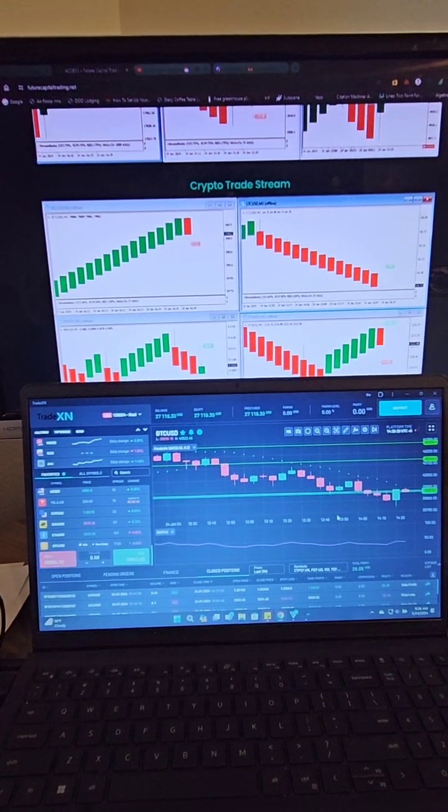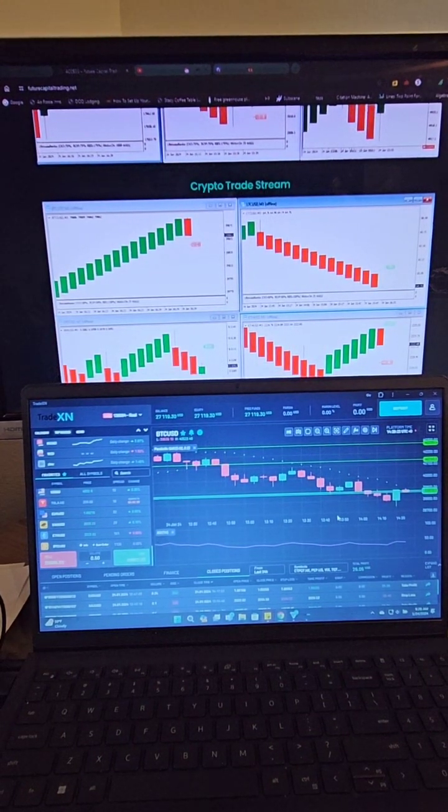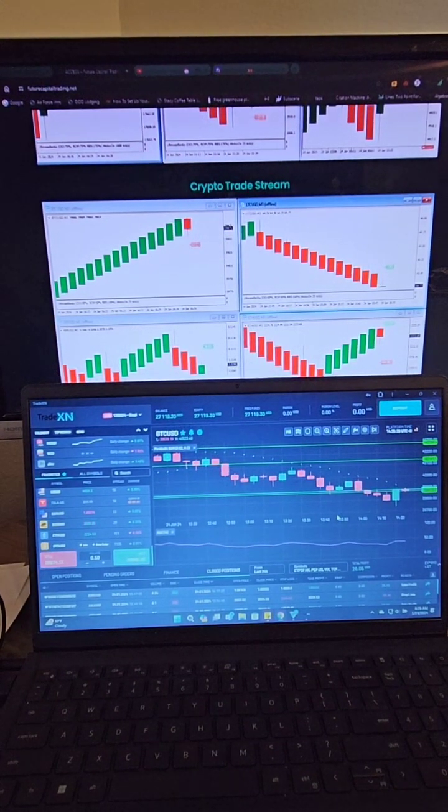Again, we're watching the range bars here, watching BTC USD. We're getting that pullback. Again, waiting to see if it's going to catch that reversal, and then we'll be in a long position.